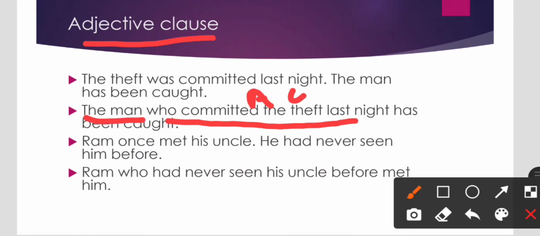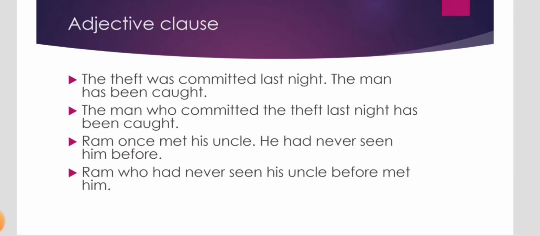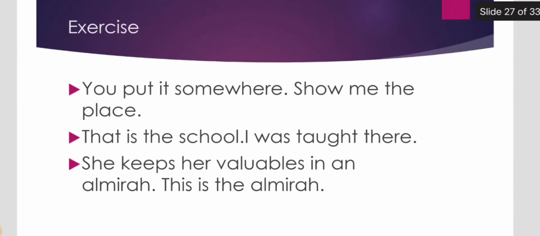Ram once met his uncle. He had never seen him before. Ram, who had never seen his uncle before, met him. This is also our adjective clause. So we are making complex sentences by using noun clause, adjective clause and adverb clause by using subordinating conjunctions.